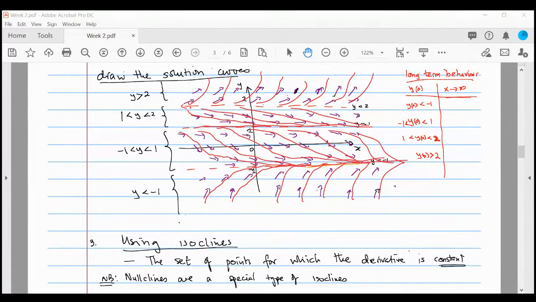You can see, because curves are just solutions, right? So nullclines can basically give you an idea for how the curves are behaving also.